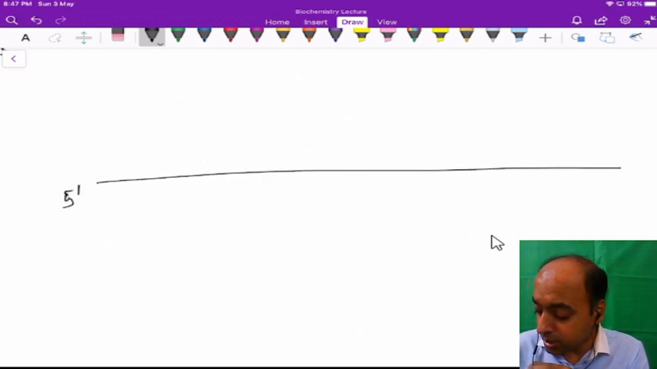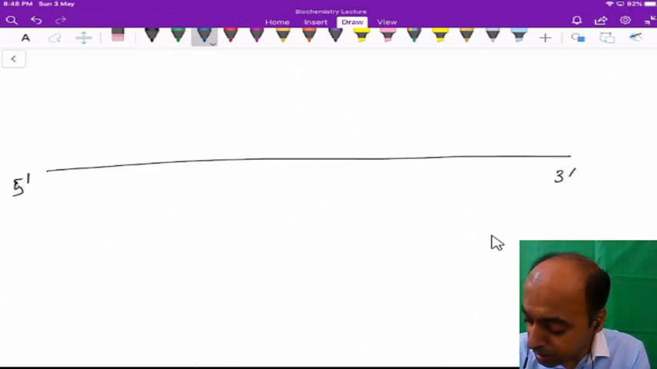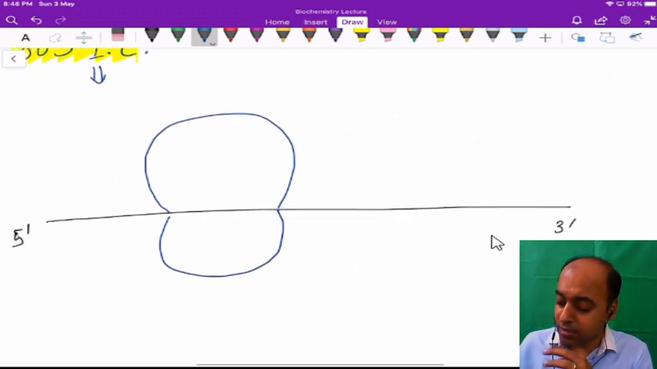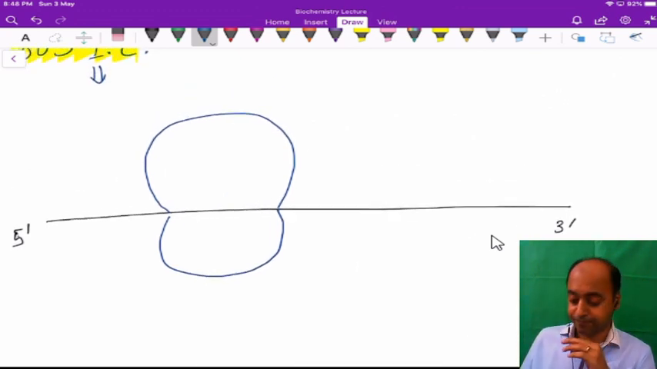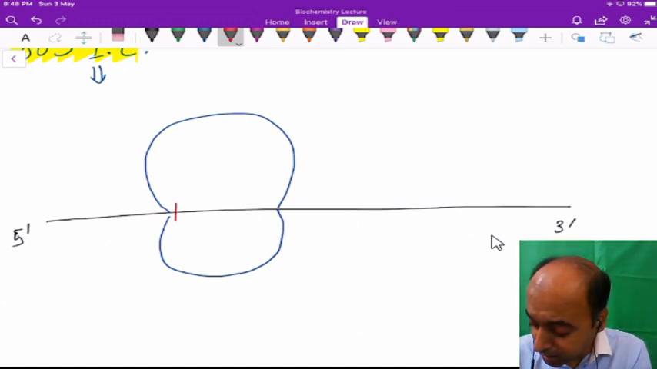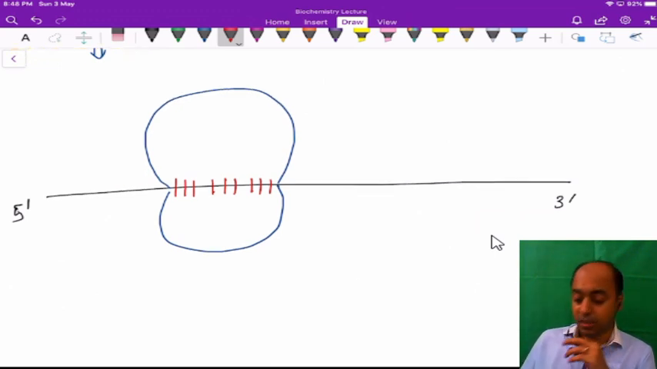This is the messenger RNA. On this messenger RNA, there is attachment of the ribosome. The ribosome occupies 3 codons on the messenger RNA, and you know that in each codon we have 3 nucleotides. Therefore, the ribosome occupies 9 nucleotides on the messenger RNA.